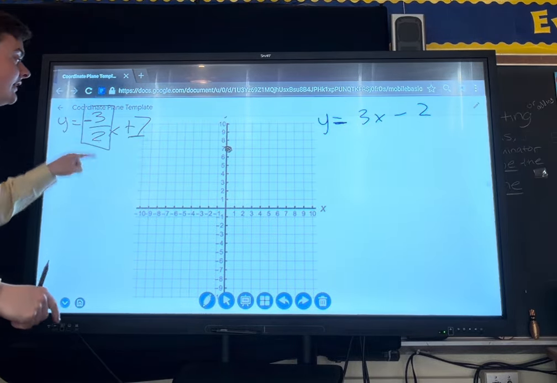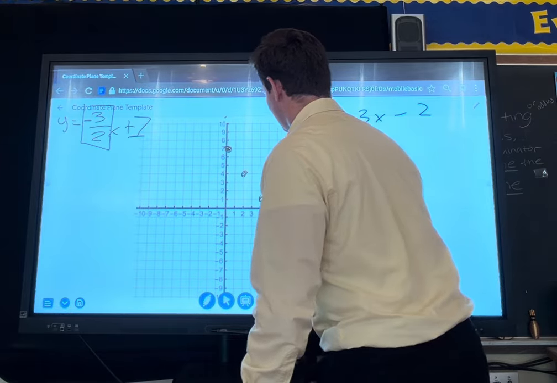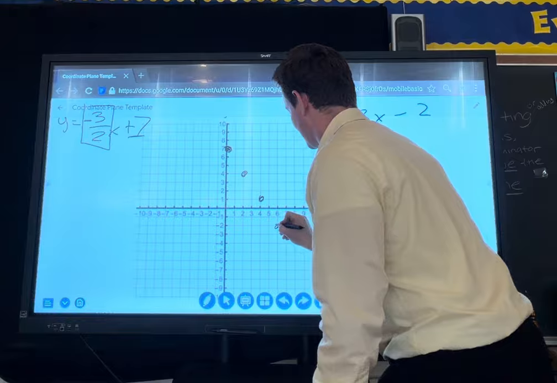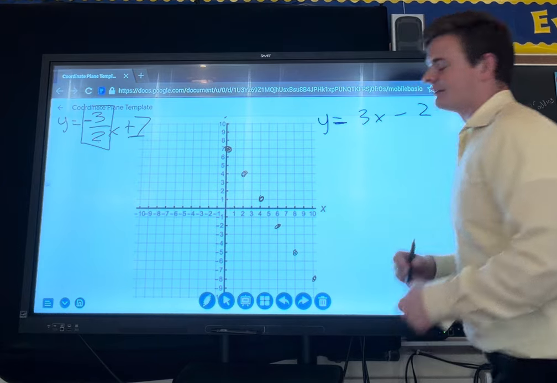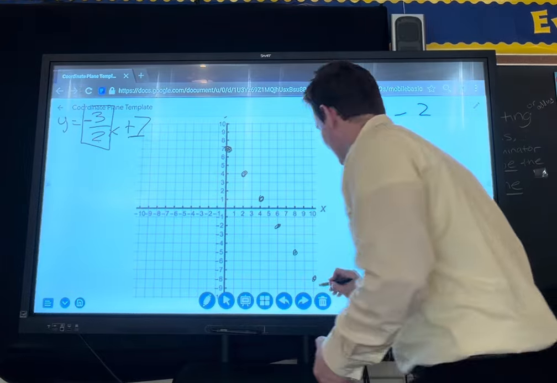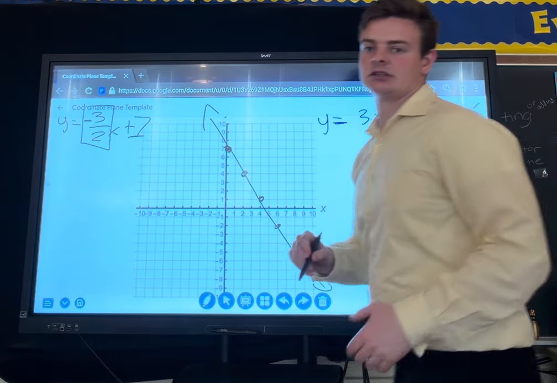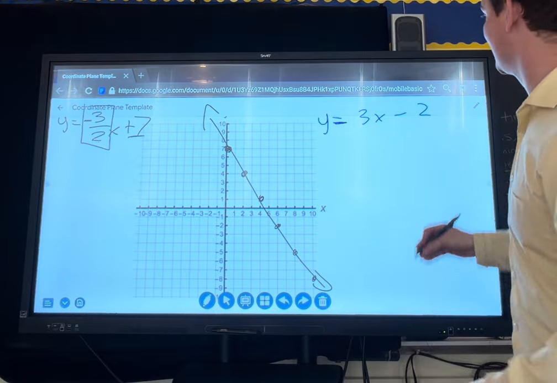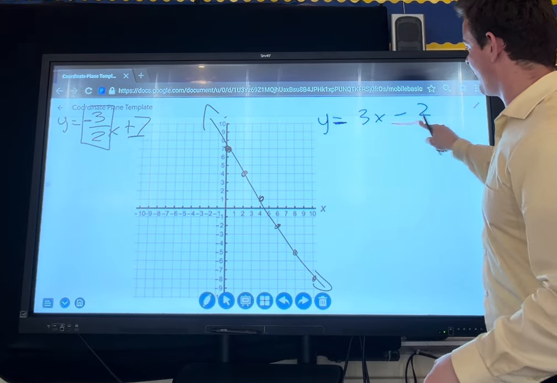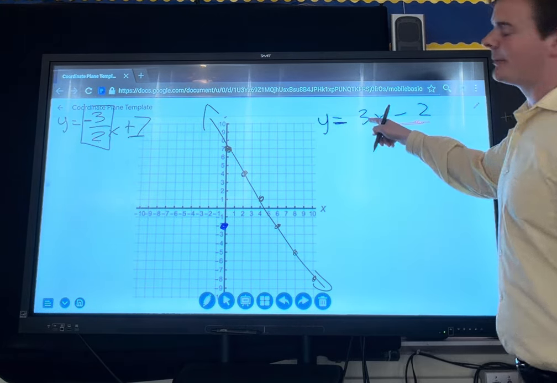Down 3, right 2. And I keep doing this, as many dots as I can. I connect my dots, and I draw my arrows. Nice. For my blue one, I do the exact same thing. I start at my y-intercept, which is -2, and I follow my slope.